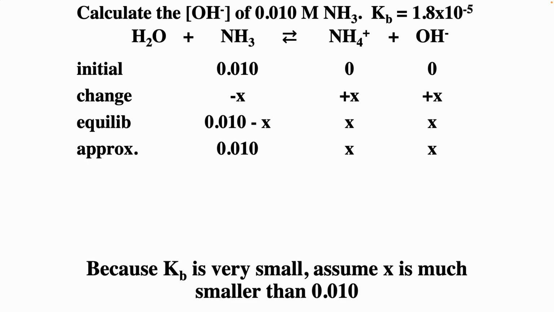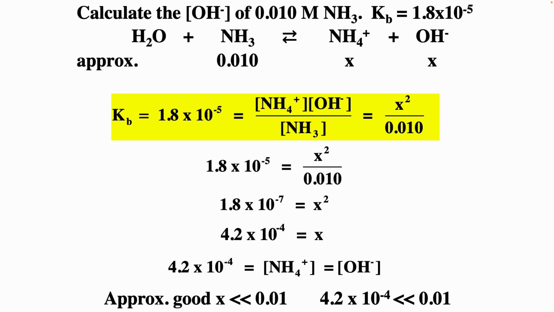Now we plug this into our equilibrium expression. And so in our equilibrium expression, we have ammonium ions times hydroxide over ammonia. So x squared divided by 0.01. And so multiply both sides by 0.01. Take the square root, and we get that the ammonium ion concentration is 4.2 times 10 to the minus 4. The hydroxide ion concentration is 4.2 times 10 to the minus 4. And so our approximation was good because x is much, much smaller than 0.01.